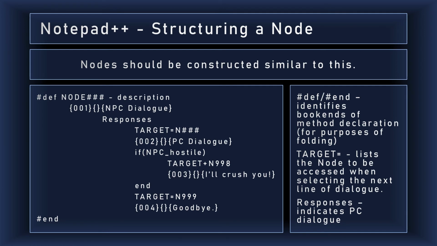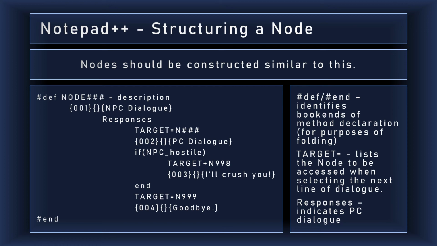I also included a conditional. So if we have here if NPC hostile, which is just some generic pseudocode variables, we can understand what the response would be. So target equals N998, line 3, I'll crush you. So basically this is the player picking a fight with the NPC. And then we have end to show that the if block has ended. Of course you have if, else if, or just else, which is the last option before you get to end. And then N999, which is always our termination. Line 4, goodbye.